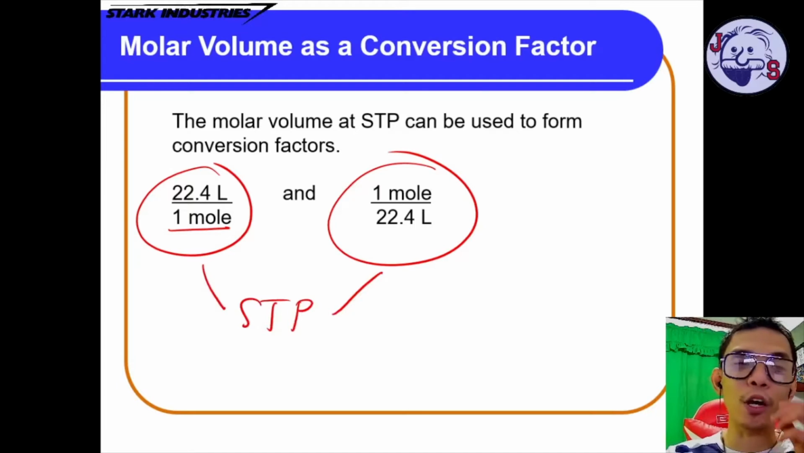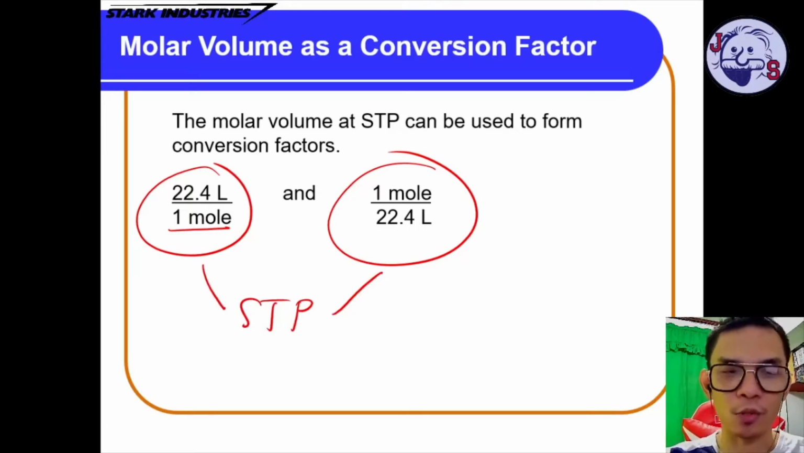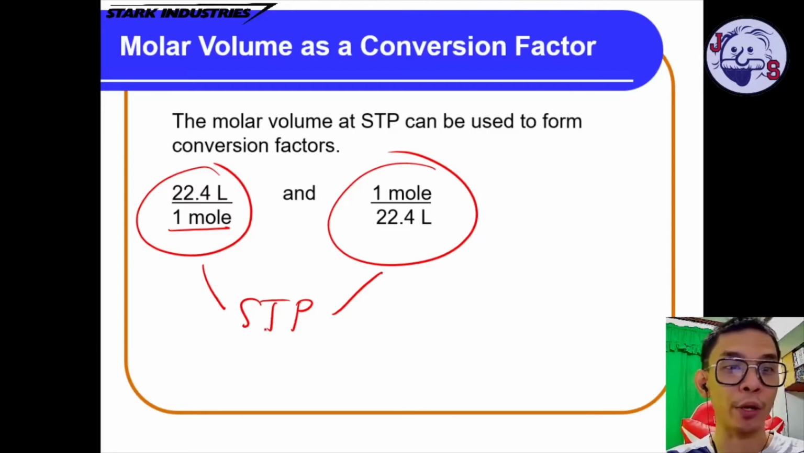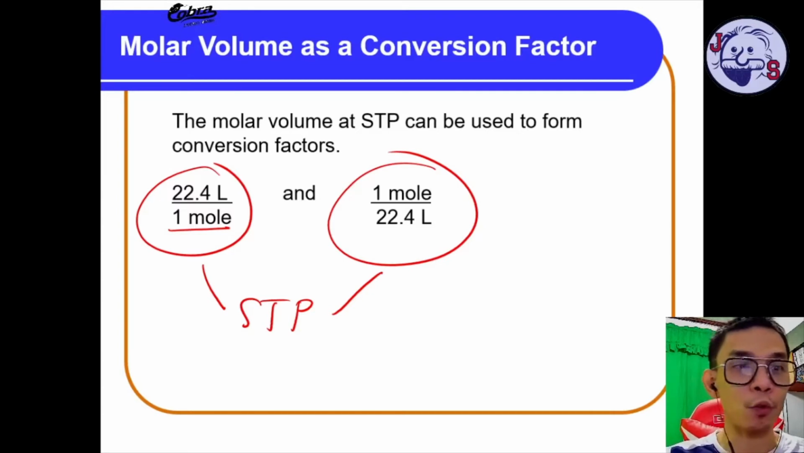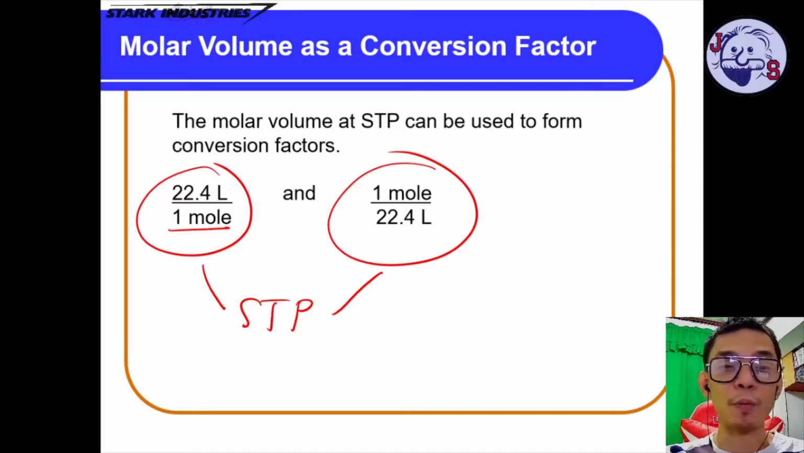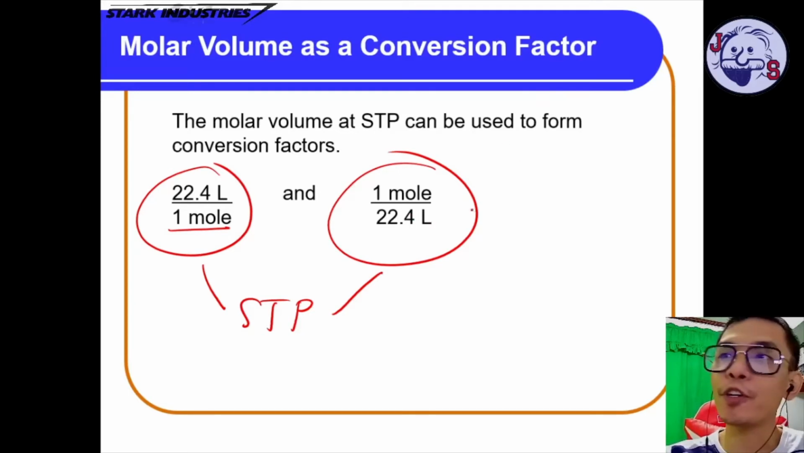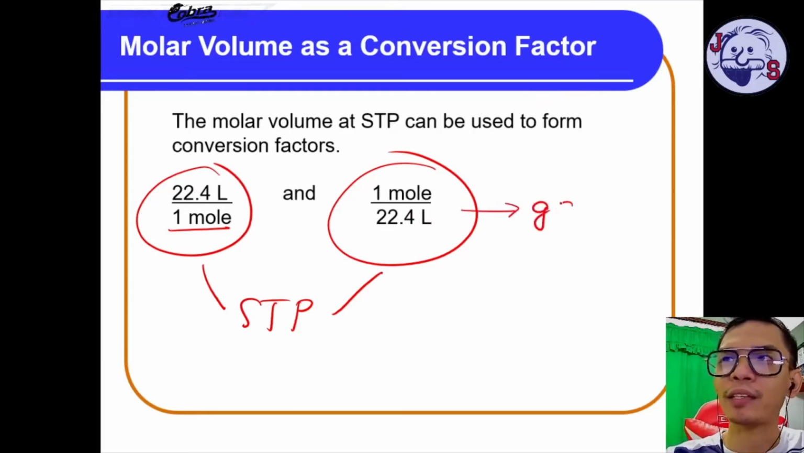Now, if it is not at STP, what are we going to do? If you ask, what if the problem is not at STP? You will use another technique, which is called the ideal gas law. We will not discuss it right here. That will be a topic for another video lesson episode.